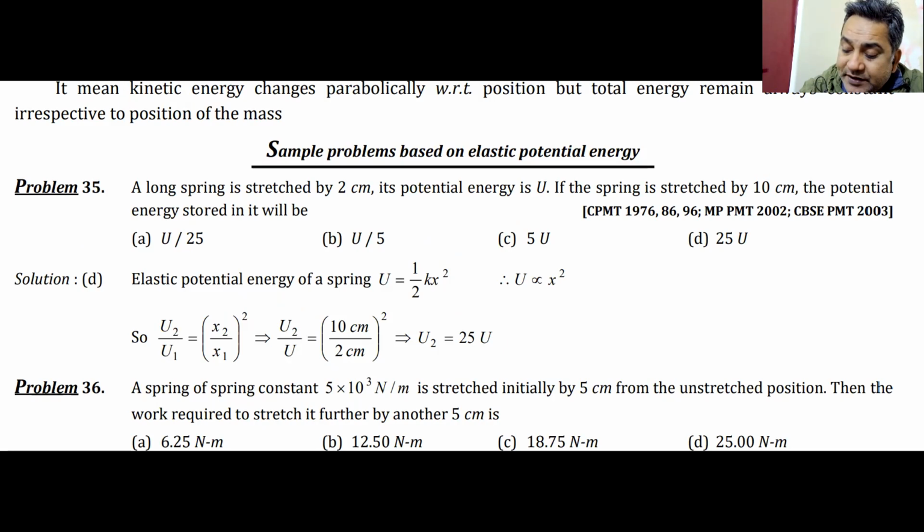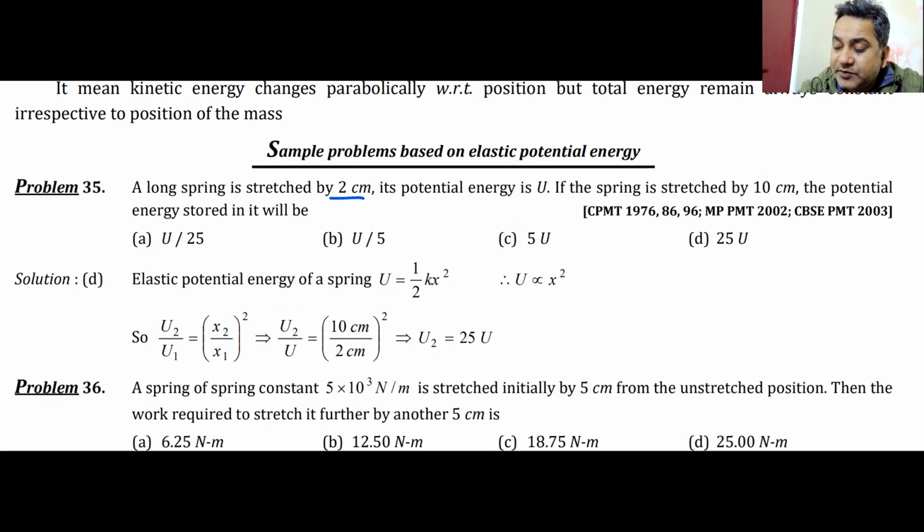A long spring is stretched by 2 centimeters. Its potential energy is U. Marking the important points: if the spring is stretched by 10 centimeters, what is the energy stored in it? Once you read it and then you solve it, you have a minute to do it.